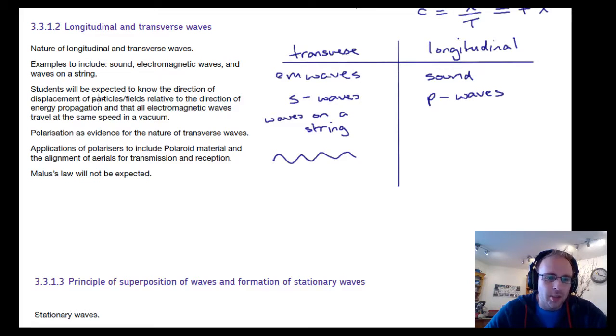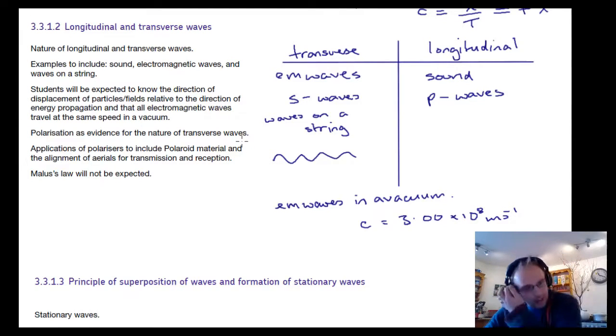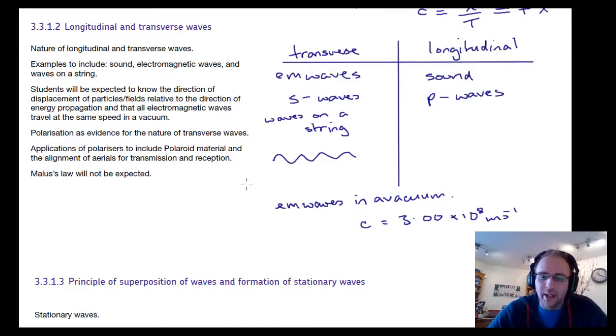Students will be expecting the direction of displacement of particles or fields relative to the direction of energy propagation, and that all electromagnetic waves travel at the same speed in a vacuum. So for EM waves in a vacuum, wave speed equals 3.00 times 10 to the 8. That's really fast: 300 million meters per second, in a vacuum. Electromagnetic waves do change speed in different media, and we'll get on to that phenomenon, refraction, a bit later on.